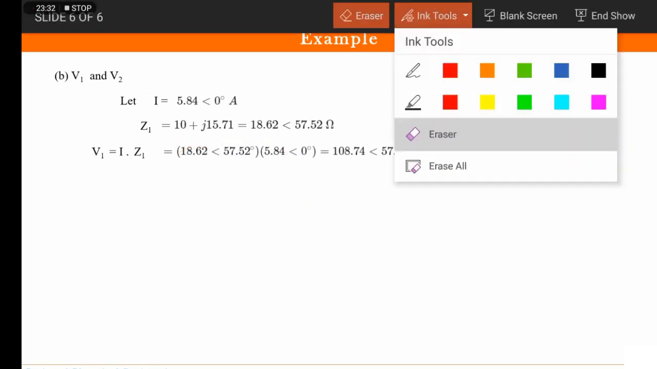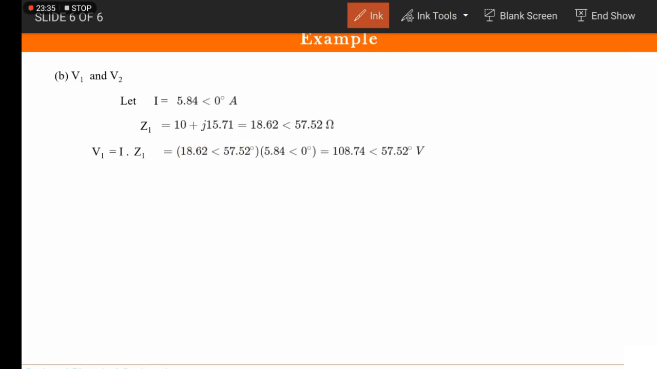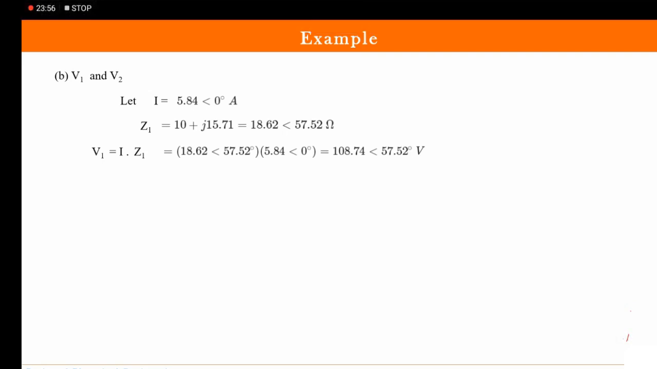I'll erase all. This is better. So I've got V1. Yes. So 18.62 into 5.84 gives me 108.74, and 57.52 plus 0 gives me, of course, 57.52. Don't multiply it by 0 and then say angle is going to be 0. No, angles are added.